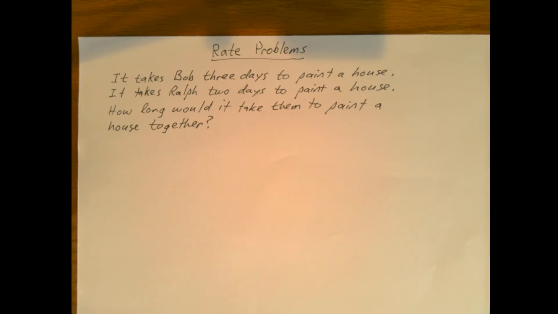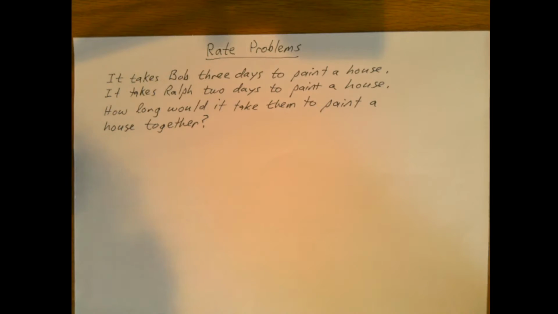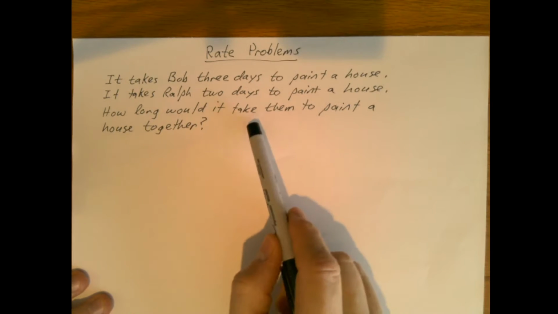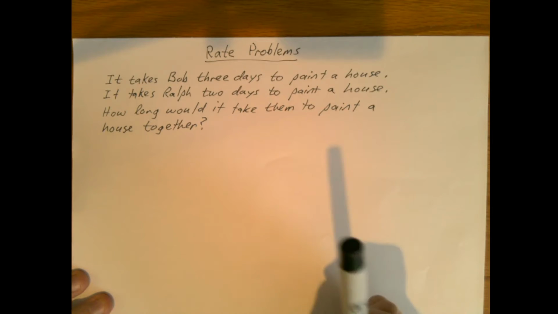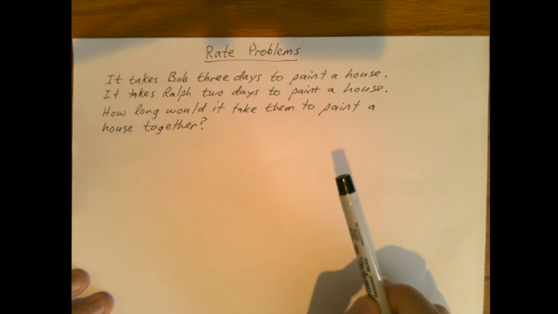Let's look at this problem. It takes Bob 3 days to paint a house. It takes Ralph 2 days to paint a house. How long would it take them to paint a house together? That is, they're both painting at the same time. How long would it take?